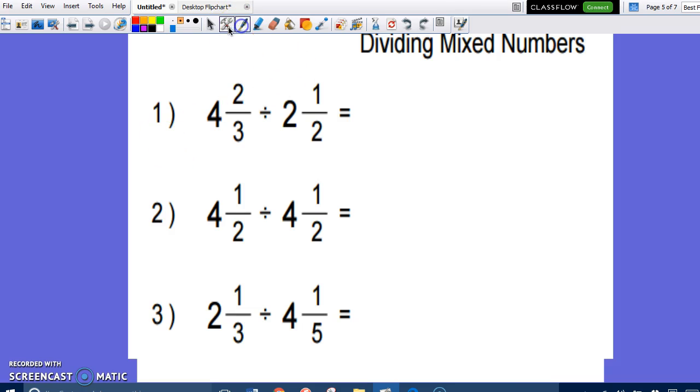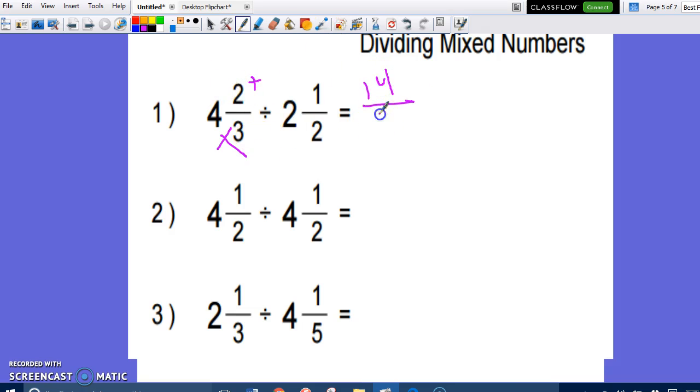Starting off, the first thing we need to do is change these mixed numbers into improper fractions. We have to change both of these into improper fractions. How do we do that? Multiply the whole number times the denominator. 4 times 3 is 12, plus 2 is 14.